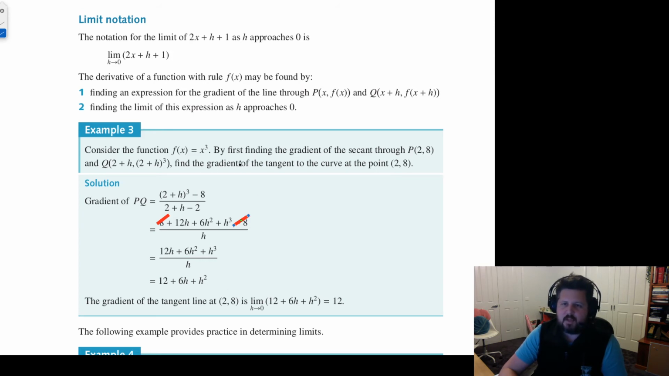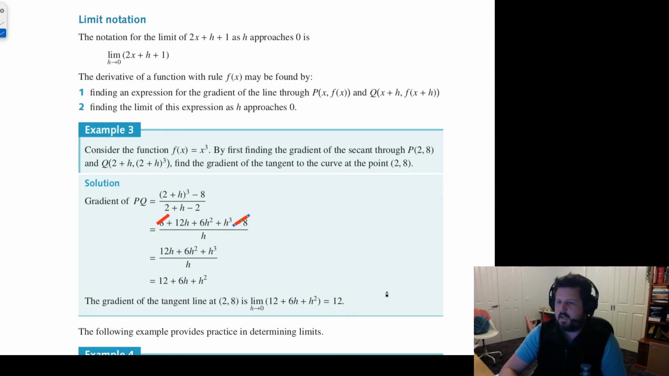Last part of this was saying, okay, we need to find the limit of this as h approaches 0. So we're going to use that notation that we just had a chat about. You'd say the gradient of the tangent line at (2, 8) is the limit as h approaches 0 of 12 plus 6h plus h squared. It's basically saying if you substitute 0 into here, you'd end up with 12 plus 6 times 0, which is 0, plus 0 squared, which is 0. You just end up with the 12.